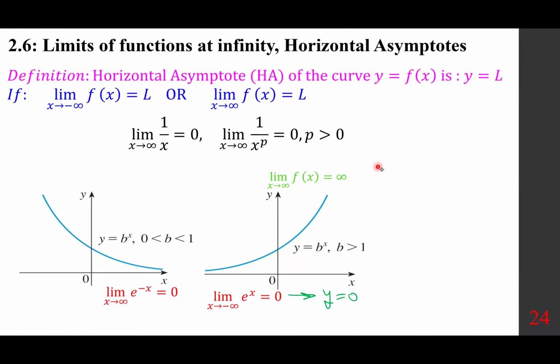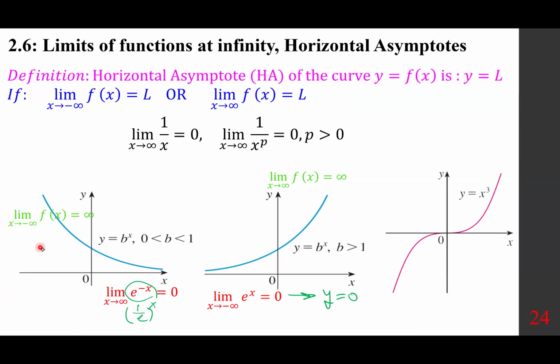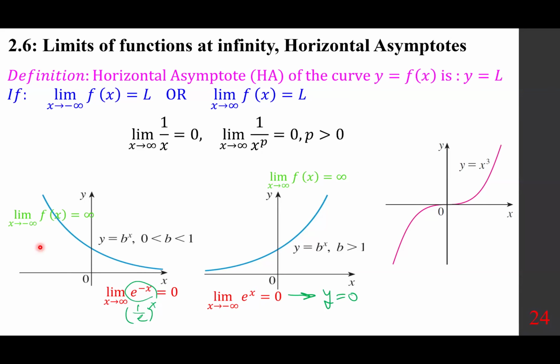In this case, the limit of e to the power minus x as x approaches infinity is 0. So y equals 0 works out for this one also. This is an exponential decay. And of course, the limit of f of x as x approaches minus infinity is infinity. So the concept of limits of functions at infinity. By the way, b is between 0 and 1. Please understand this is the same as writing 1 over e to the power of x, where 1 over e is between 0 and 1.